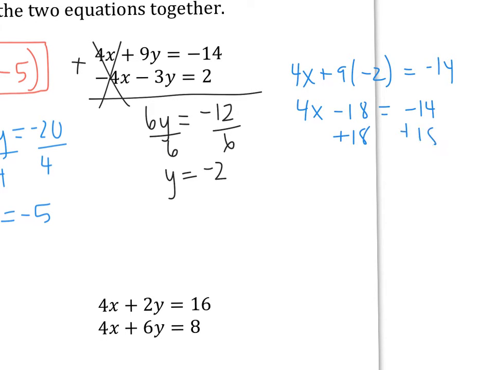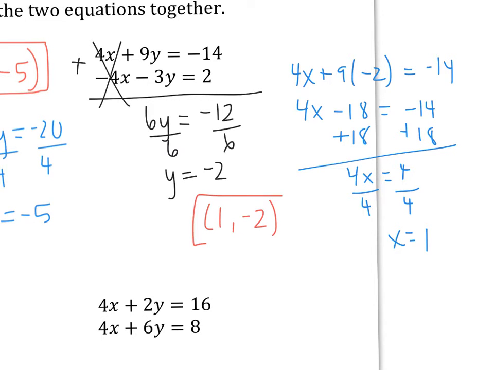Add 18 to both sides. 4x equals 4. Solve for x by dividing by 4. So we get x equals 1. So to put it together, for my final answer written as an ordered pair is 1, comma, negative 2.